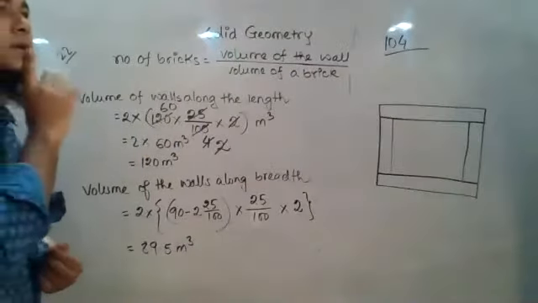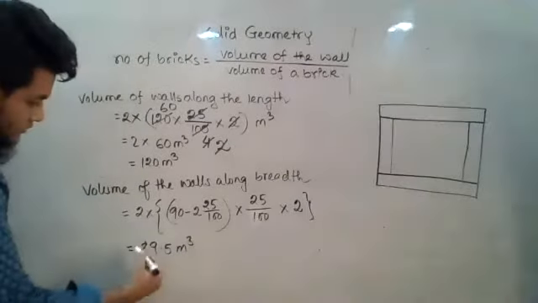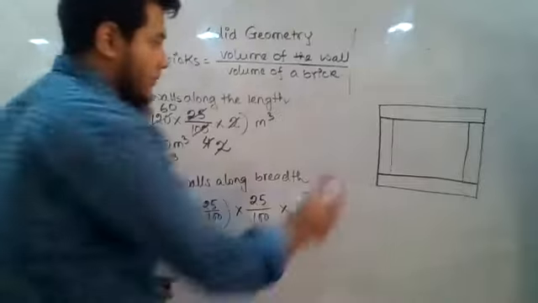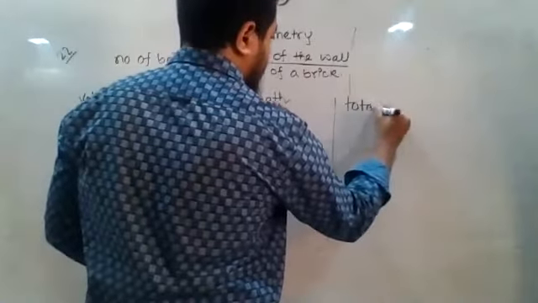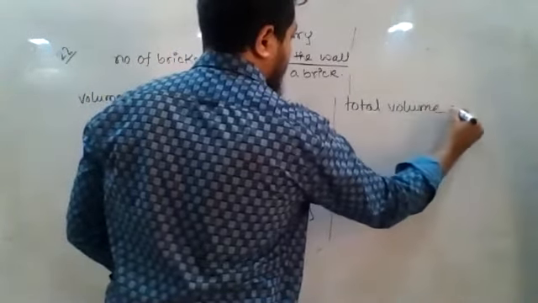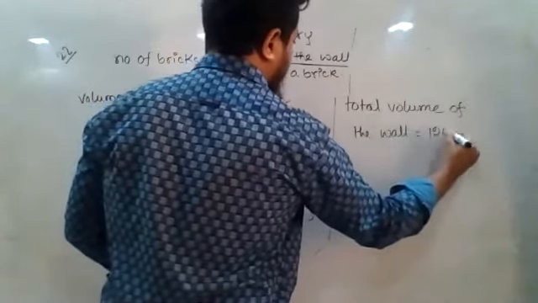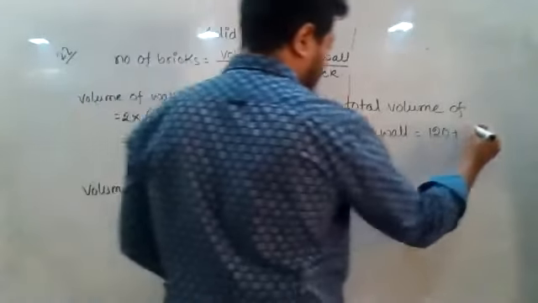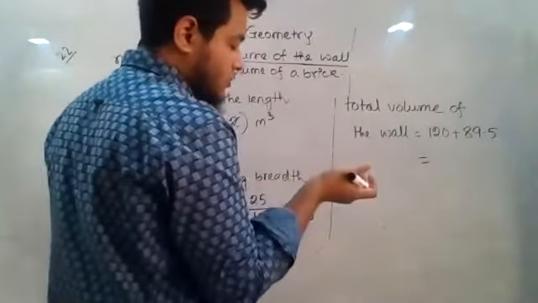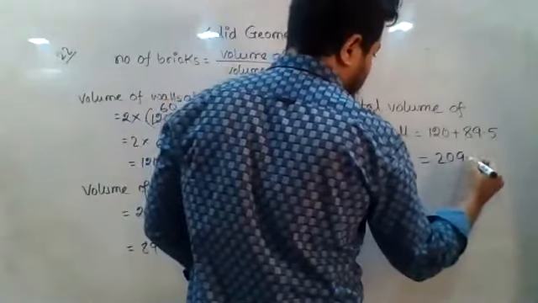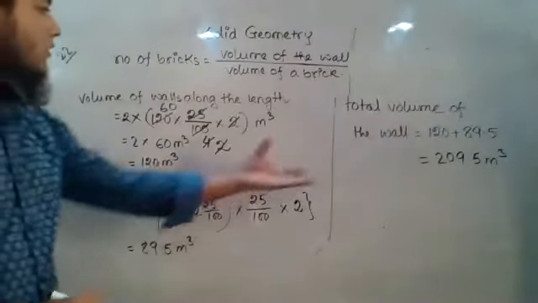No, that was the area. Oh, sorry. Then I guess we are correct. Okay, so these two we will add. Okay, so total volume of the wall is equal to 120 plus 89.5. So how much? 120 plus 89.5 is 209.5. Oh, it is the same, right? 209.5. Yes, sir. This is the same answer we got. Okay, so volume of the wall we got.